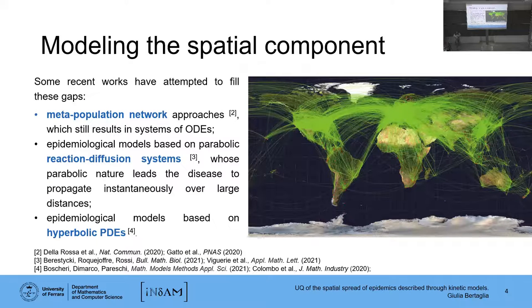So some recent works have attempted to fill these gaps. And we can consider three main approaches. The first one is the meta-population network approach, which is still based on systems of ordinary differential equations. There is basically one system of ordinary differential equations for each location of interest that we want to consider, and then they build up a network, and there is a term that considers the mobility of people from one location to the other. But this is still a system of ODEs, and so we don't have any information on the spatial propagation of the epidemic along these pathways of communication.